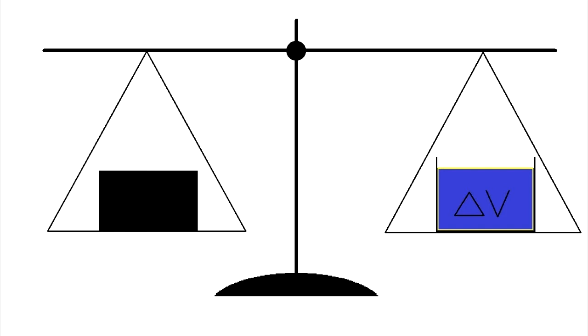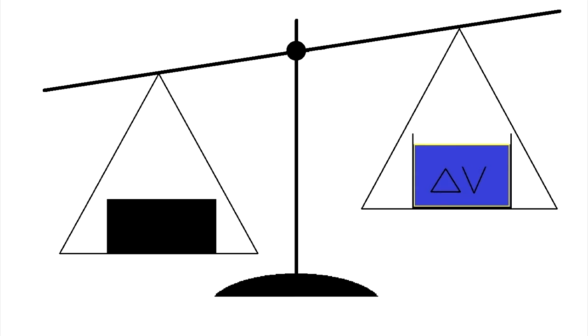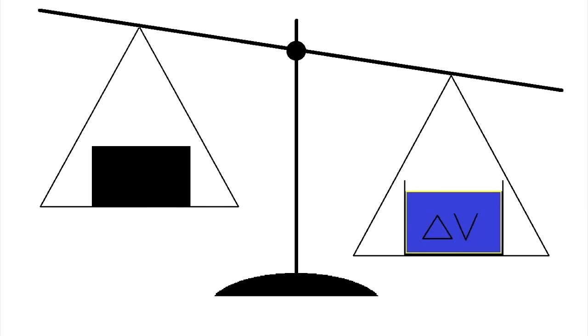If we were to place these two on a scale with the object on the left and the displaced water on the right, you could tell whether or not the object would sink or float depending on which way the scale tips. Basically, if the weight of the object is greater than the weight of the fluid, the scale will tip to the left and the object will sink. However, if the weight of the fluid is greater than the weight of the object, then the scale will tip to the right and the object will float.